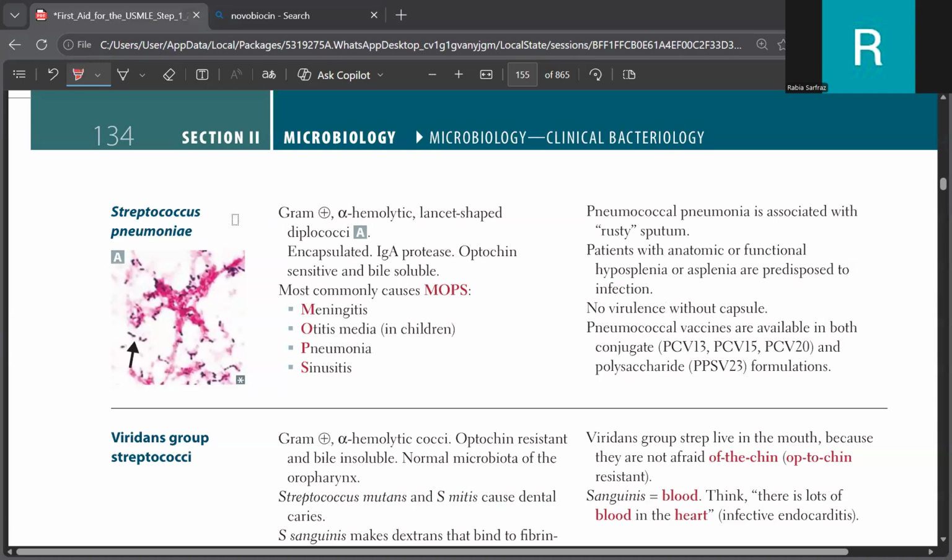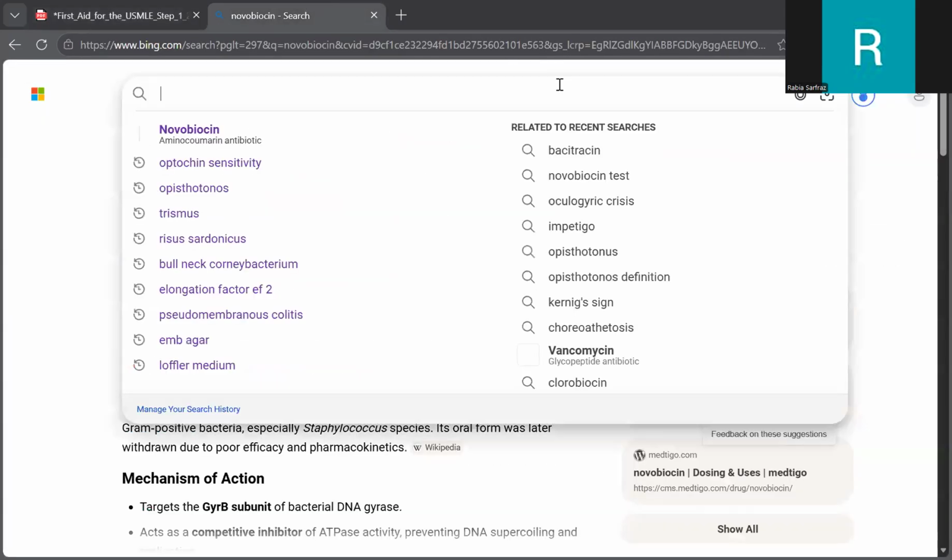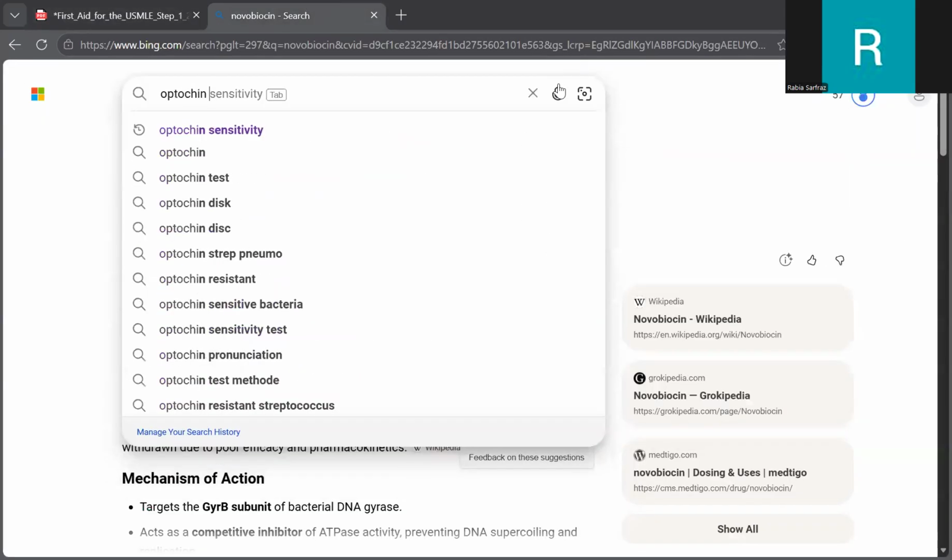It is gram-positive, but alpha hemolytic. It is lancet-shaped diplococci. It is encapsulated. It has IgA protease. It is optochin sensitive and bile soluble. So we have to see what optochin sensitive means.